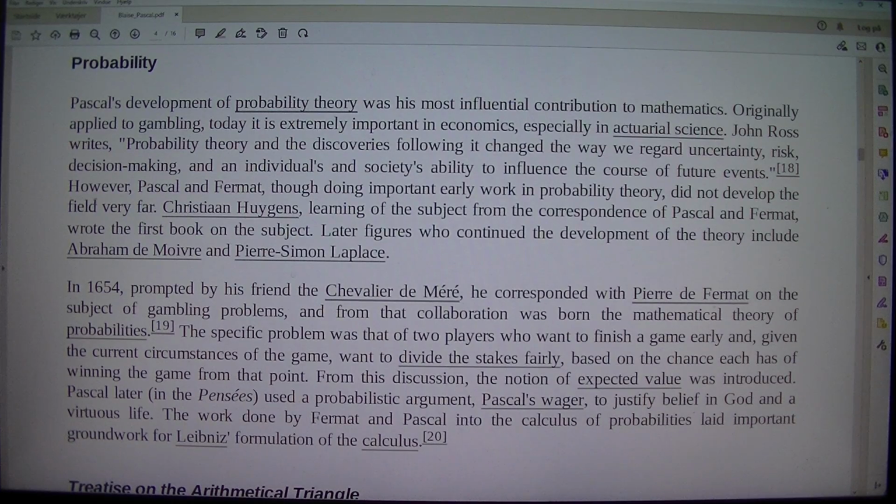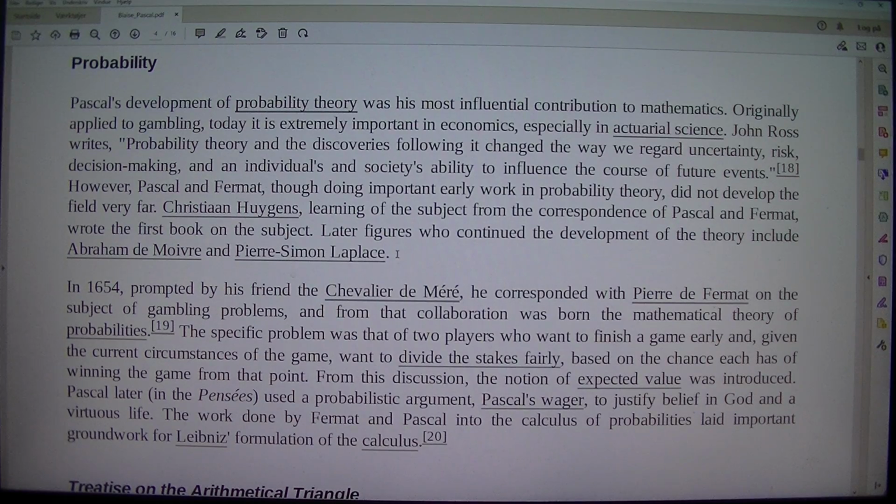18. However, Pascal and Fermat, though doing important early work in probability theory, did not develop the field very far. Christian Huygens, learning of the subject from the correspondence of Pascal and Fermat, wrote the first book on the subject. Later figures who continued the development of the theory include Abraham de Moivre and Pierre-Simon Laplace.